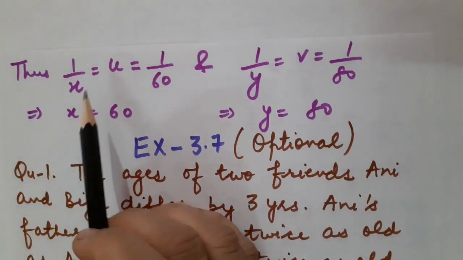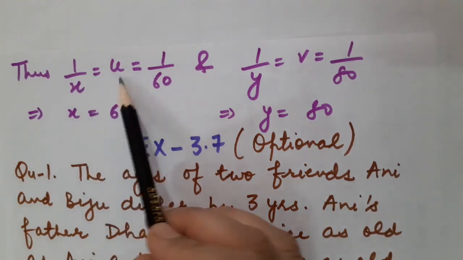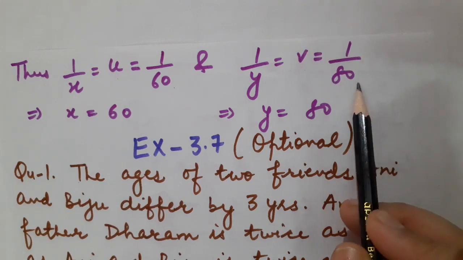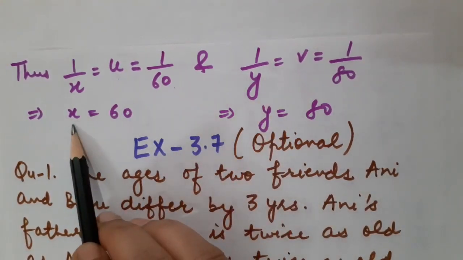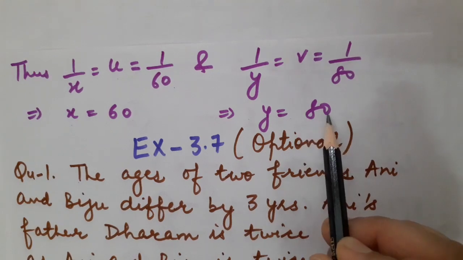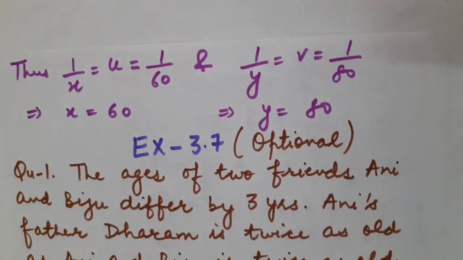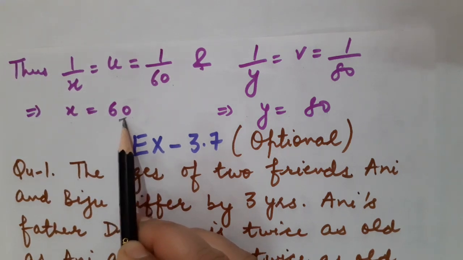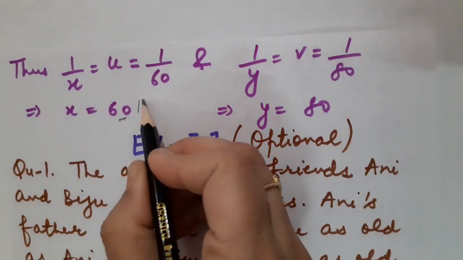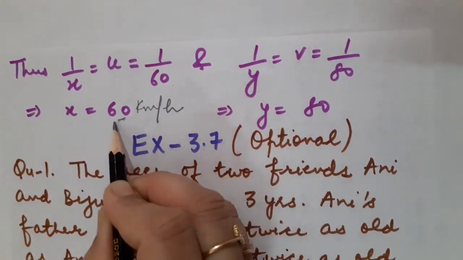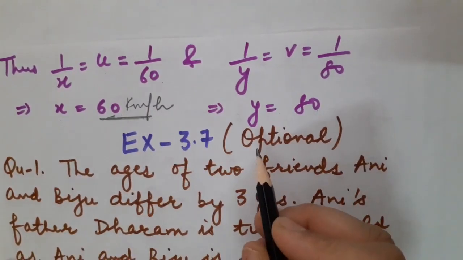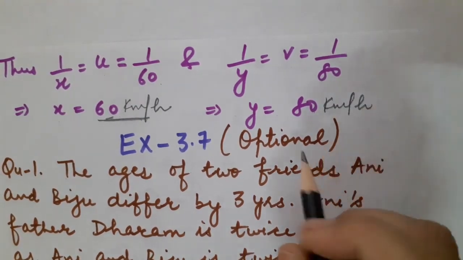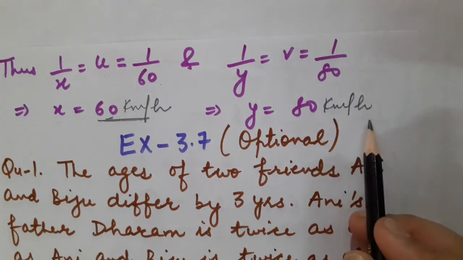So what was my assumption? I assumed 1 upon x is equal to u, that is 1 upon 60. 1 upon y is equal to v, that is 1 upon 80. After taking reciprocal, children, x is equal to 60 and y is equal to 80. Understood? So the speed of the train is x, which is actually equal to 60 kilometer per hour. Fine. This is the value of the speed of the train. In the same manner, you have to tell the speed of the bus also. So can I write speed of the bus is equal to y is equal to 80 kilometer per hour.